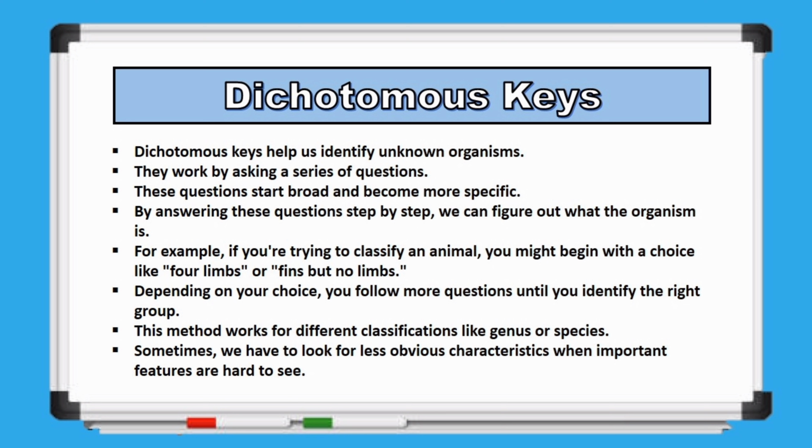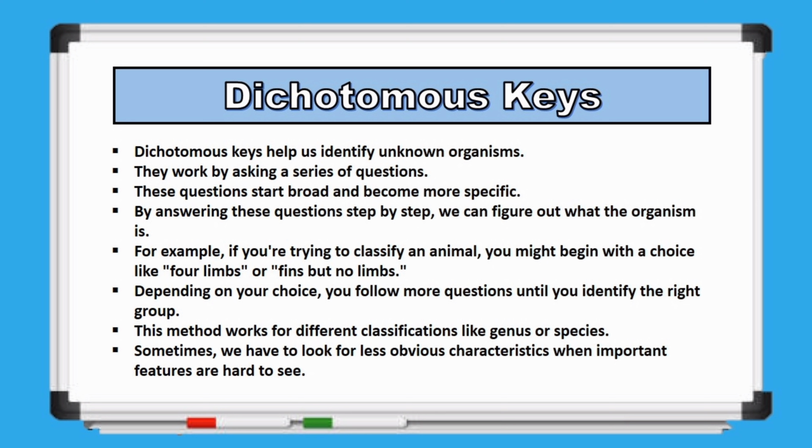These questions begin with broad characteristics and gradually become more specific, helping to narrow down the possibilities. For example, when classifying an animal, you might start with a question like, 4 limbs, or fins but no limbs. Based on your answer, you continue through more specific questions until the organism is correctly identified.